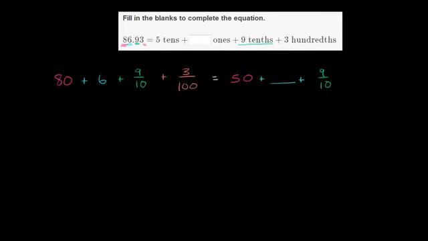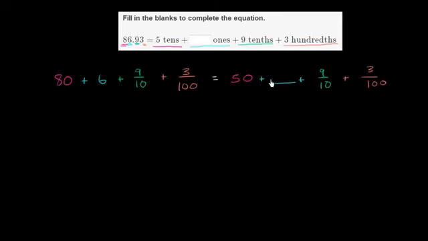So that's the 9 tenths. This is the 5 tens, that's the 50. We have the blank ones. That's this right over here, 9 tenths. And then finally we have the 3 hundredths, so plus 3 over 100.